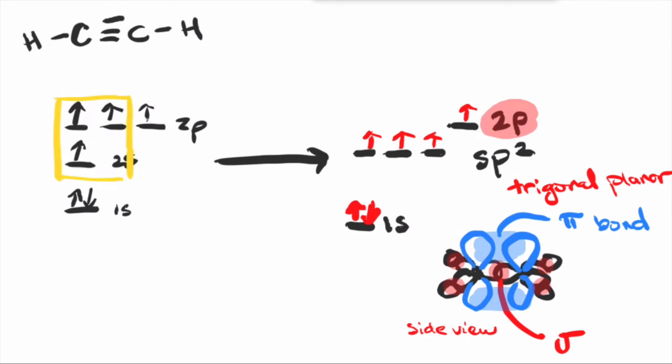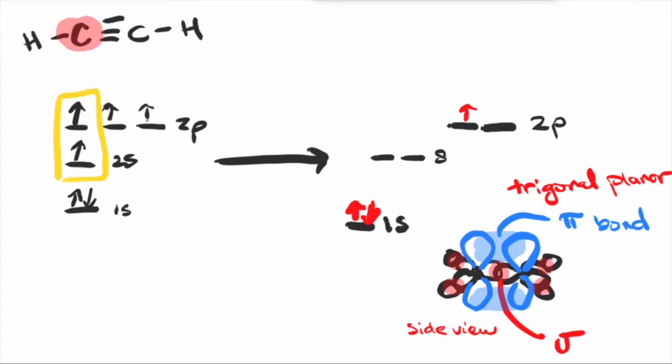Take a look at this molecule. Notice in this molecule, the carbon needs to only be bonded to 2 atoms, the hydrogen on one side and the carbon on the other side. So we need to only hybridize 2 of the orbitals, the 2s orbital and 1 2p orbital. This time we only generate 2 sp hybridized orbitals because we only took out 2 atomic orbitals. And we also have now remaining 2 2p orbitals.